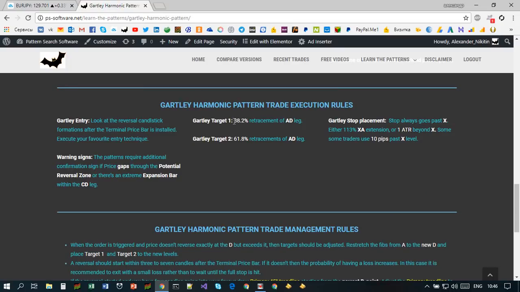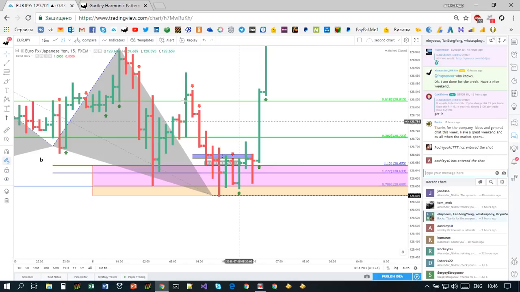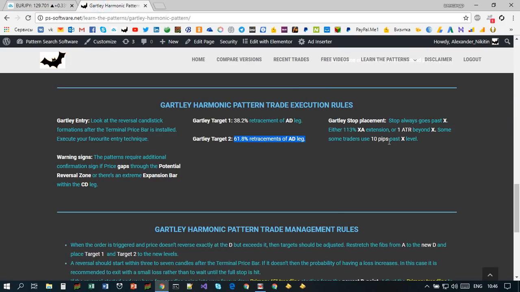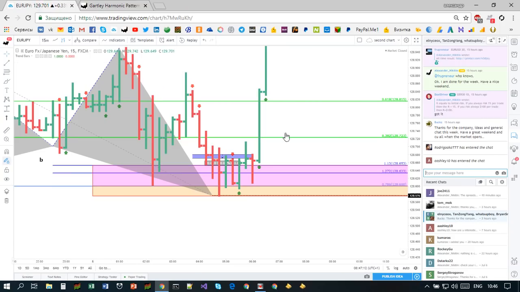So what is said about targets 382 and 618? Yes, we already drew these targets on the chart. What is said about stop loss? Stop goes past X, 113, 1 ATR or 10 pips, whatever you choose. I choose 1 ATR below the terminal price bar, and in the majority of cases, it goes past X.